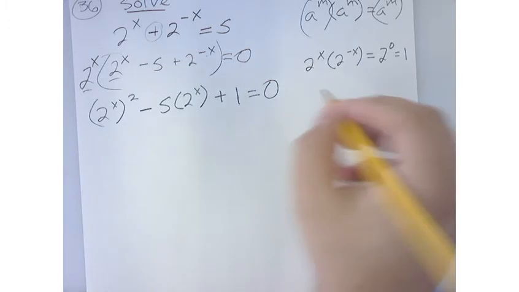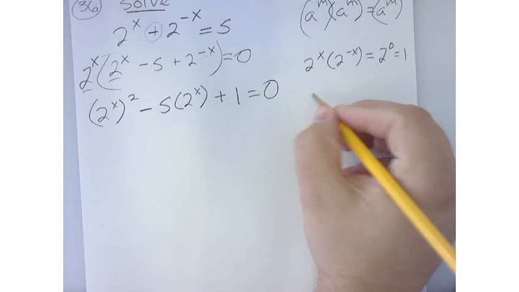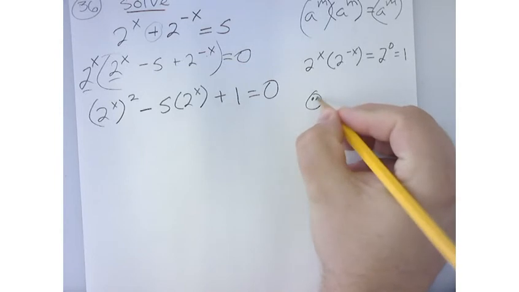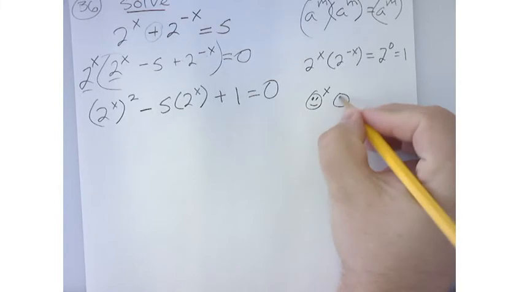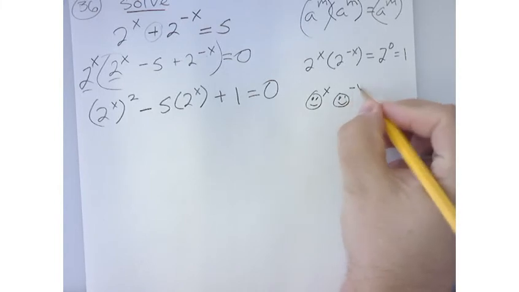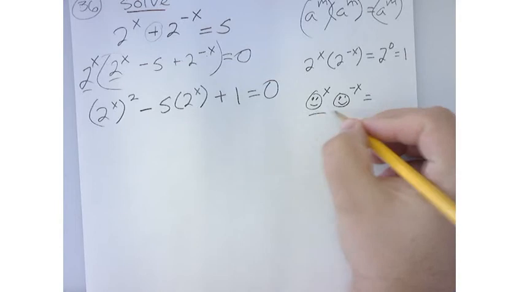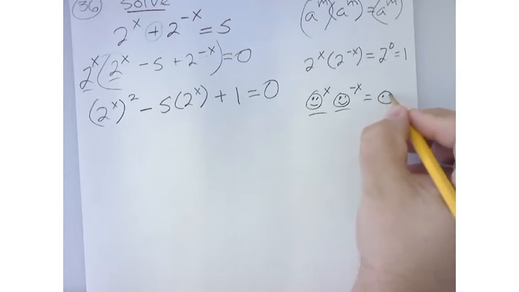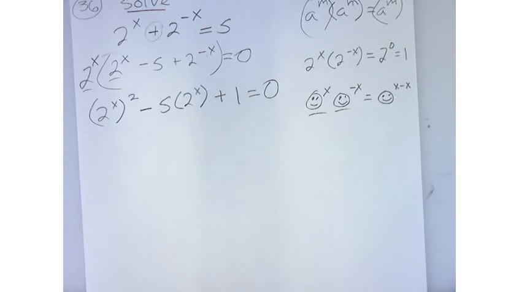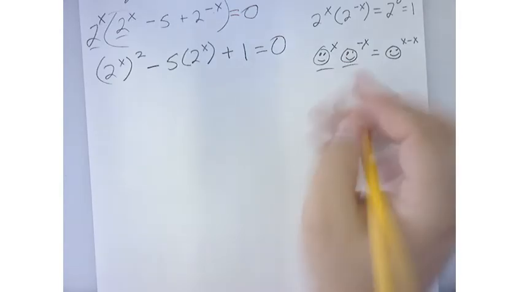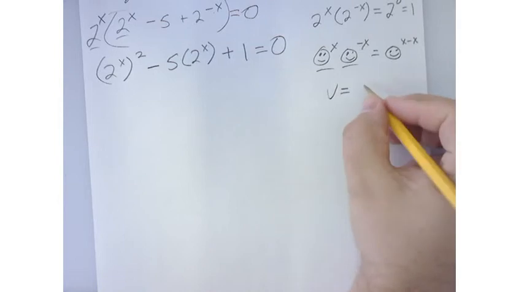If I say smiley face to the x times smiley face to the negative x, because they're the same smiley face bases, I get smiley face to the x minus x. Yeah, okay. Now, what if I let u equal 2^x?